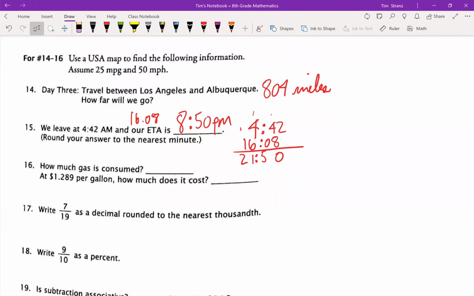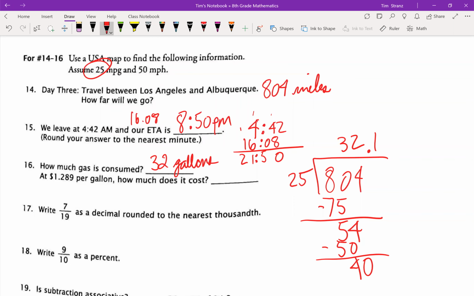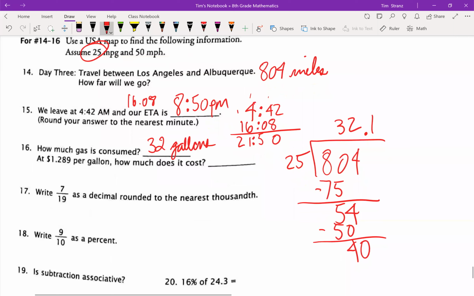How much gas is consumed? Okay, so you need to take your 804 miles divided by their miles per gallon, which was 25. So I'm going to do 804 miles divided by 25. 25 goes into 80 3 times. 25 goes into 54 twice. 25 goes into 40. So about 32 gallons. And 32 gallons times $1.29.